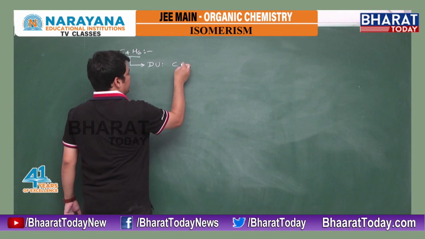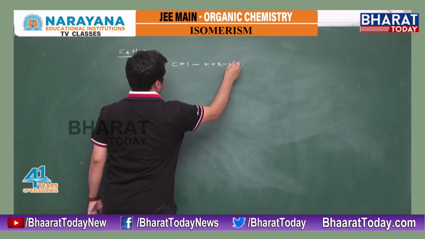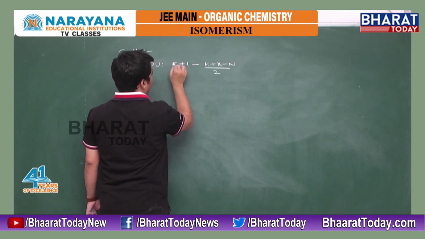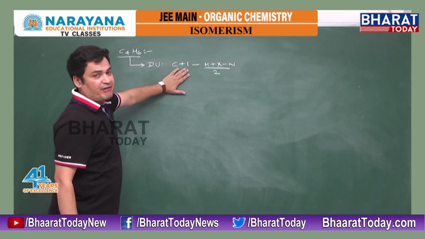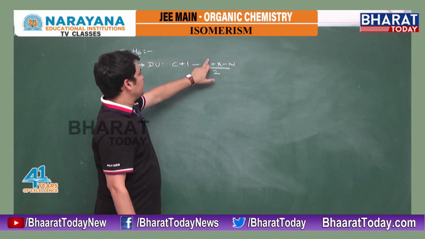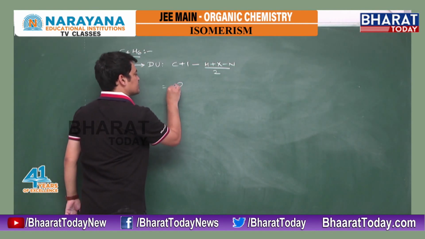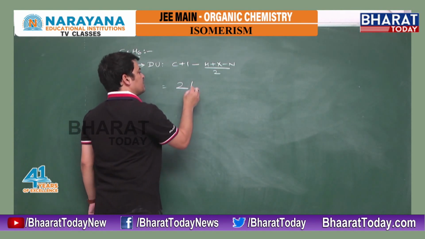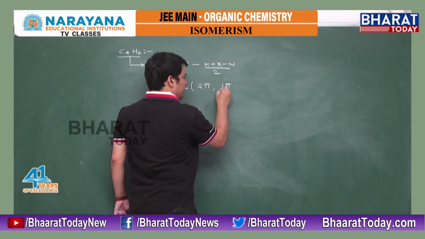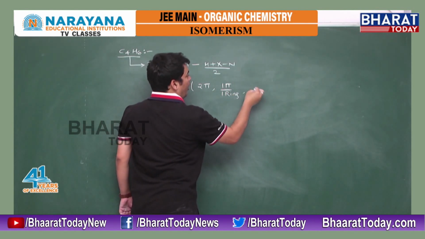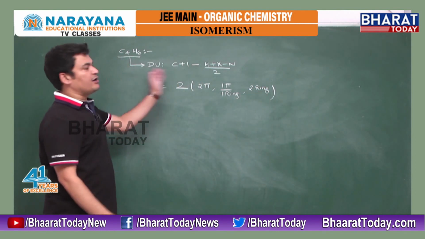The formula is C plus 1 minus H plus X minus N by 2. This is the formula for degree of unsaturation. How many carbon we have? 4 plus 1, 5, minus hydrogen 6 by 2, 3. 5 minus 3, the degree of unsaturation is 2. It means there is a possibility of either 2 pi bonds, or 1 pi bond and 1 ring, or both rings. That is the meaning of a degree of unsaturation.